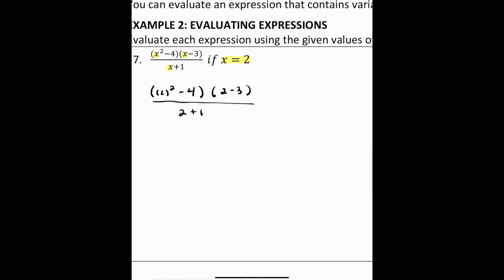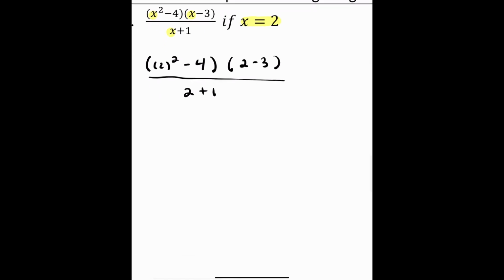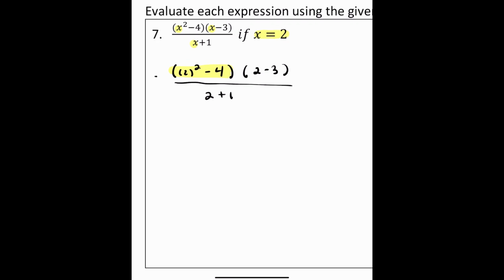So the first thing I notice is that we have 2 sets of parentheses. I'm going to work with the first parentheses and then I'm going to work with the second parentheses. Here we have 2 quantity squared minus 4. So I'm going to rewrite this as 4 minus 4, right? Because 2 squared is 4. And then I have 4 minus 4 times 2 minus 3 all over 2 plus 1.